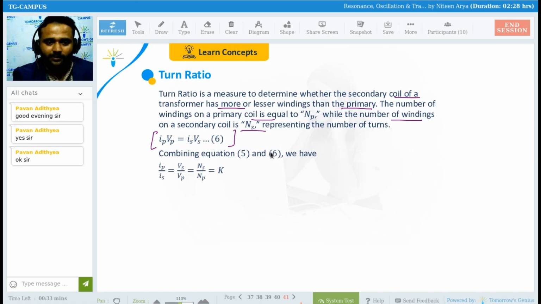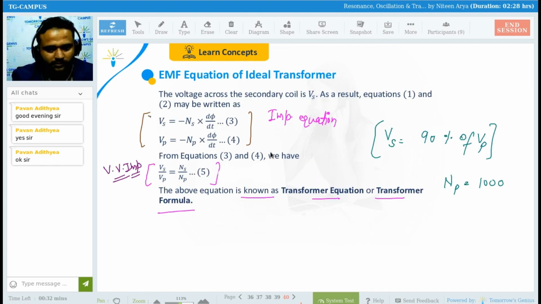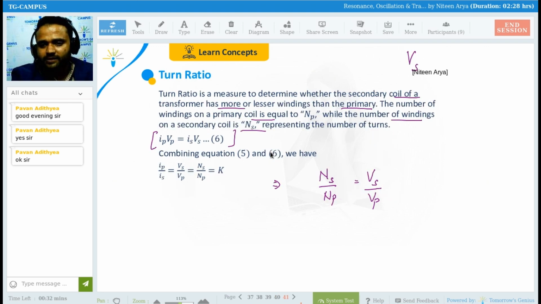Now this is the main thing. See, just understand this. Ns upon Np is directly proportional to Vs upon Vp. Is this clear? And is this correct or not, first of all? Yes. What it is, as we know, Vs is directly proportional to the number of secondary turns. In the same way, Vp is directly proportional to the number of primary turns. So if I divide equation 1 by 2, I get this, or the reverse of this.